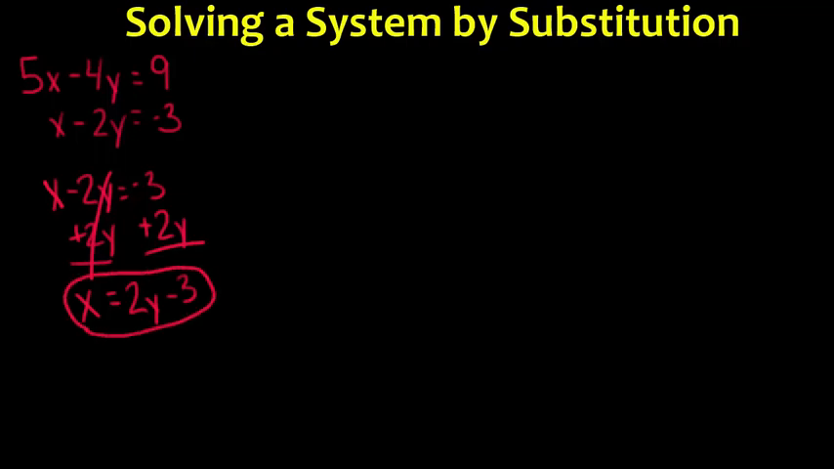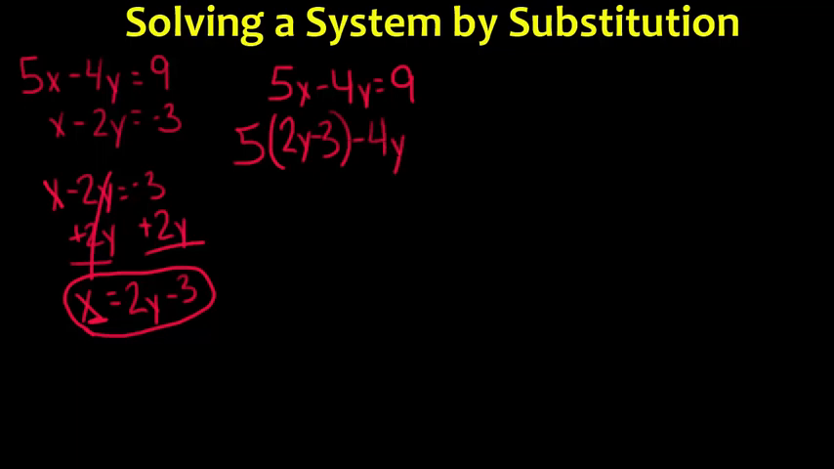So I'm going to take this equation, and I've solved for x, so I'm going to take the opposite equation, and anywhere there's an x, I'm going to put what we just found x to be equal to. So the opposite equation is the top one, 5x minus 4y is equal to 9. And anywhere there's x, like I said, we will put in the value that we found. So 5 times (2y minus 3), minus 4y is equal to 9.